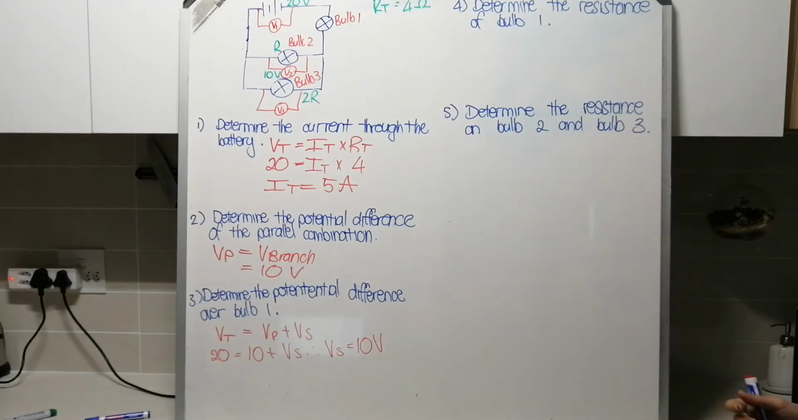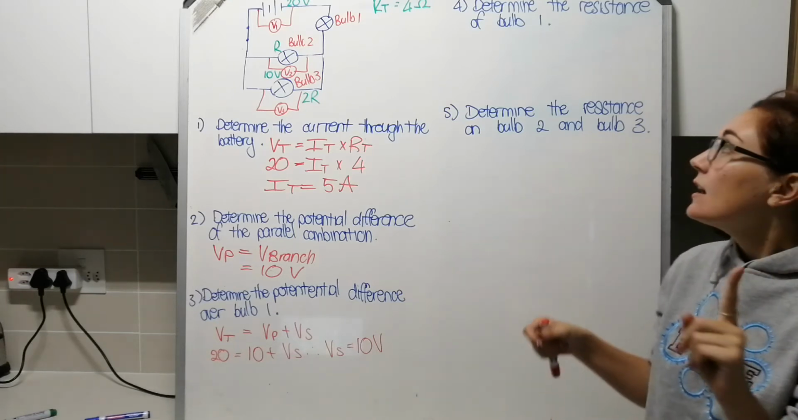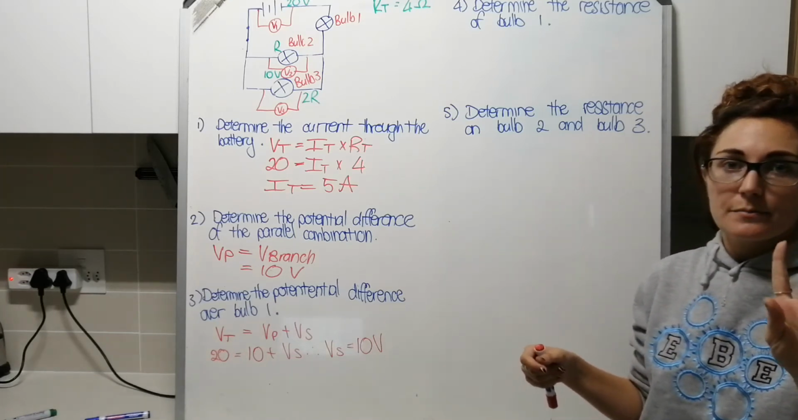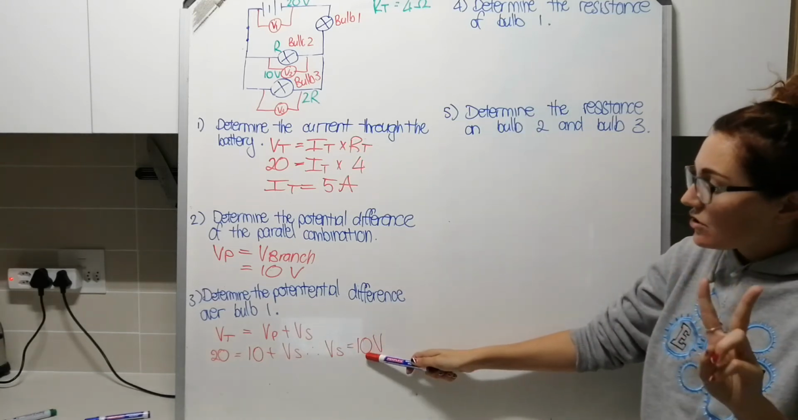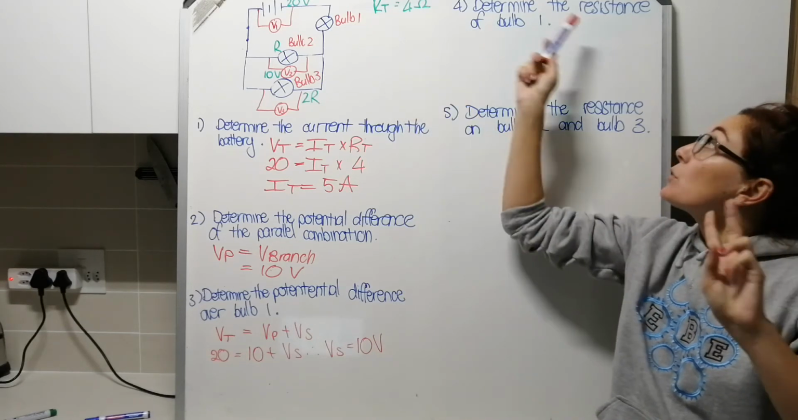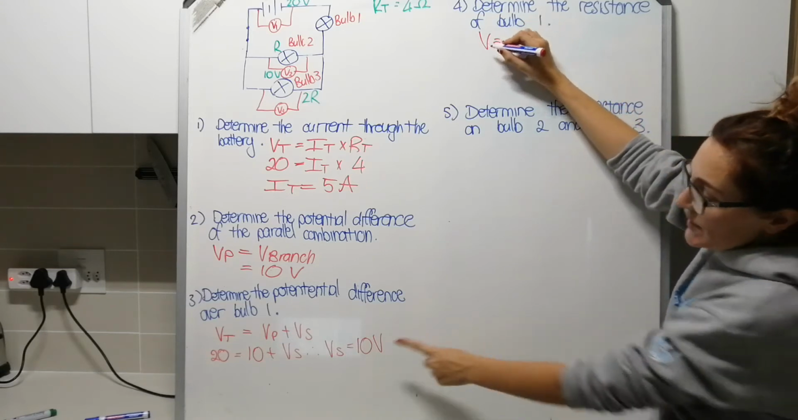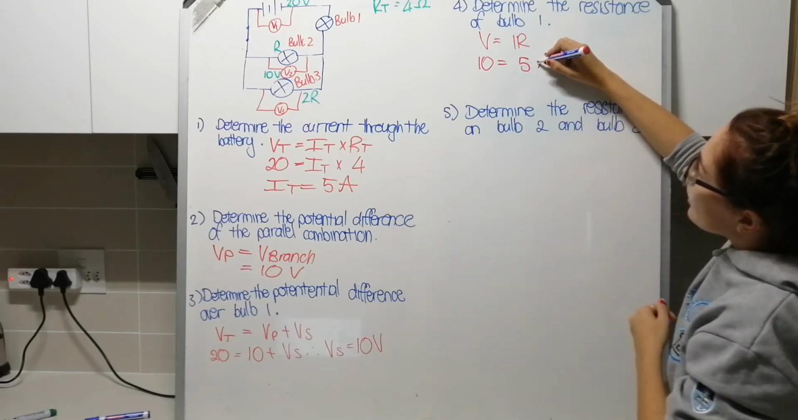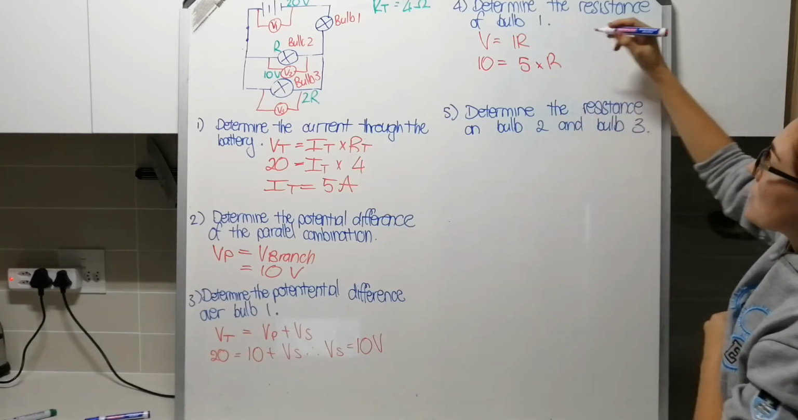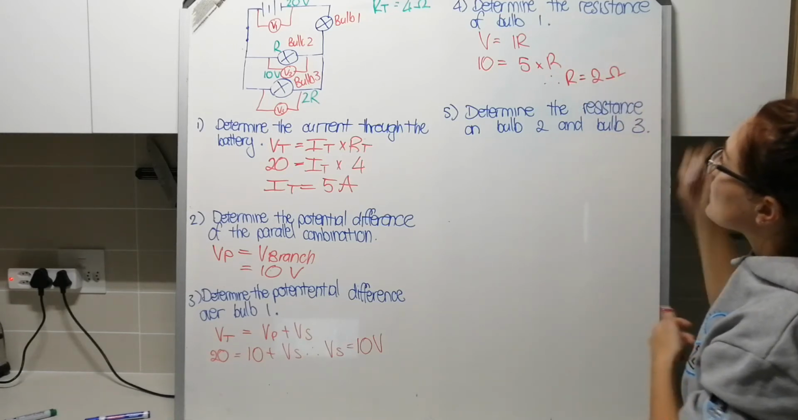Okay, question 4. The resistance of bulb 1. Okay, now we can use Ohm's law. Remember, we couldn't use Ohm's law here because we only knew the current. To use Ohm's law, you need 2 of the 3 things. Okay, so we couldn't use it for this question because we only had current. But now we've just worked out potential difference, so now we know 2 of the 3 things there, and we're looking for the third. So we can use the fact that V equals IR, the potential difference is 10, the current is 5, and we are looking for the resistance. Okay, so we divide both sides by 5, and we get that the resistance of bulb 1 is 2 ohms.